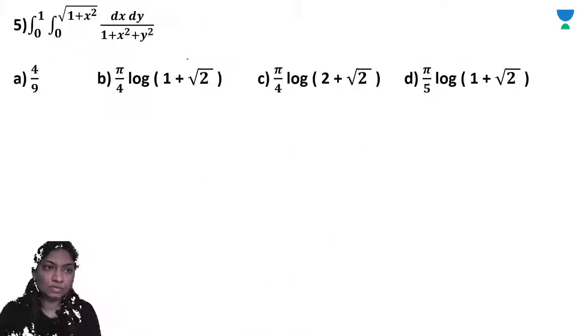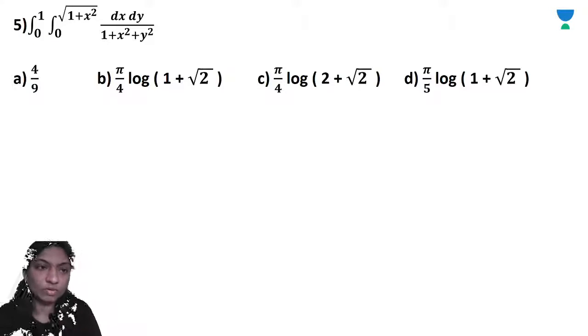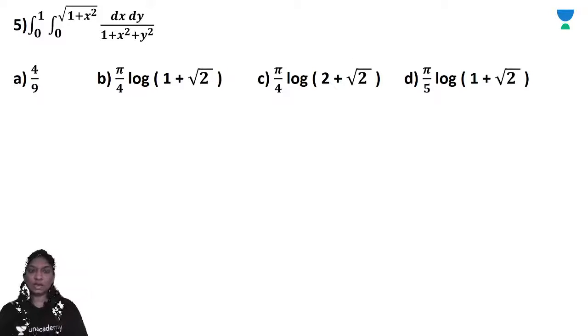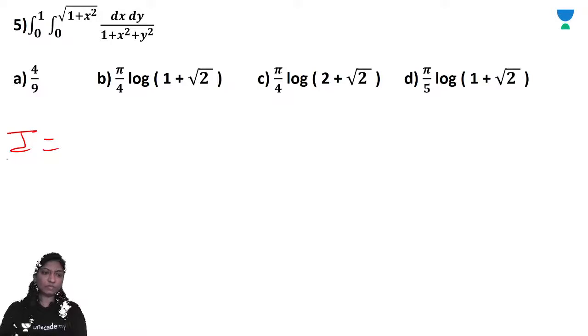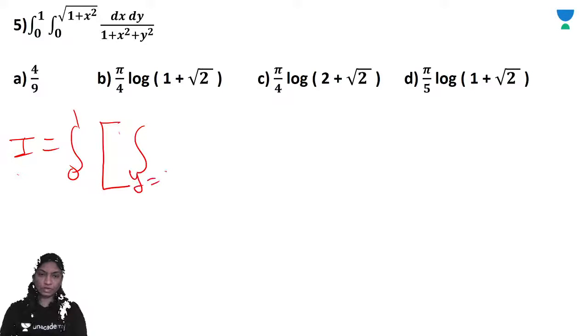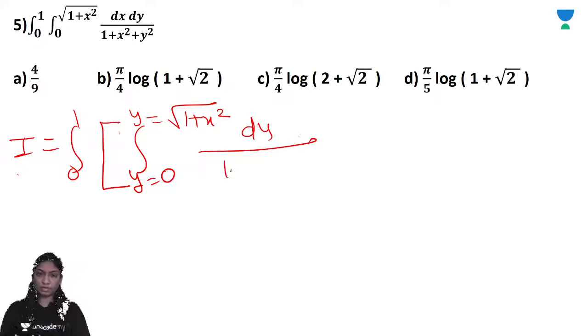Okay. Now let's move further. Integral from 0 to 1, integral from 0 to root of 1 plus x square, dx dy upon 1 plus x square plus y square. Okay. So let's see, these are the limits of y. So y varies from 0 to root of 1 plus x square. So integrating with respect to y, I is equal to integral from 0 to 1 of the integral from y equal to 0 to y equal to root of 1 plus x square, dy upon 1 plus x square plus y square dx.